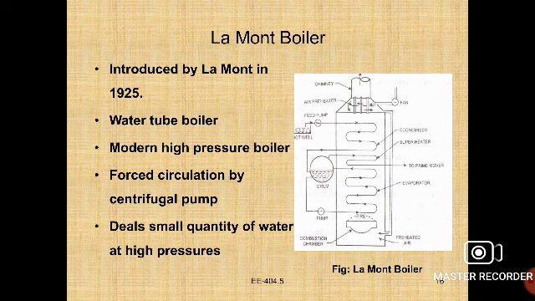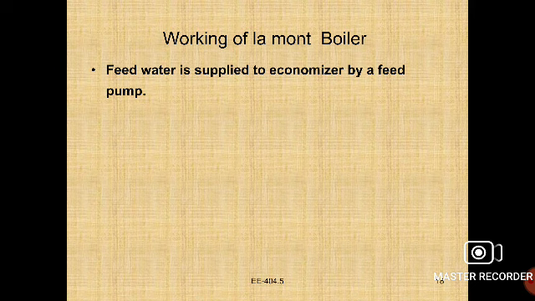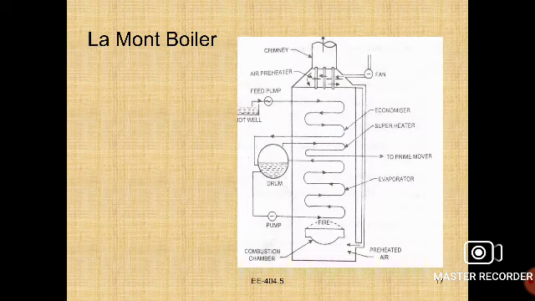It deals with a small quantity of water at high pressure and a high rate of heat. This can be achieved by increasing the velocity of water. Then next, the working: the feed water passes through the economizer to a steam storage and separating drum, from which it is drawn into the circulation pump.